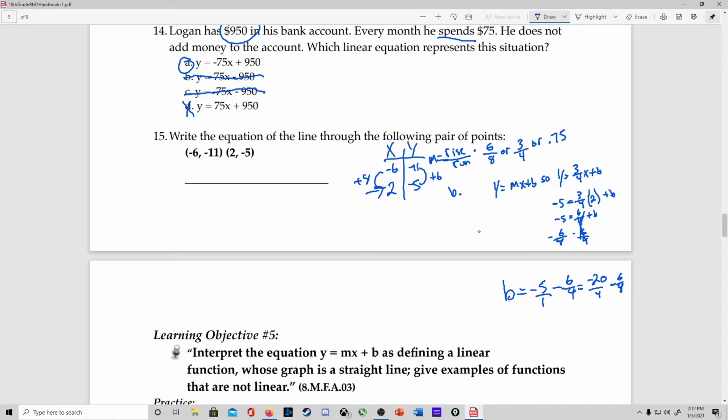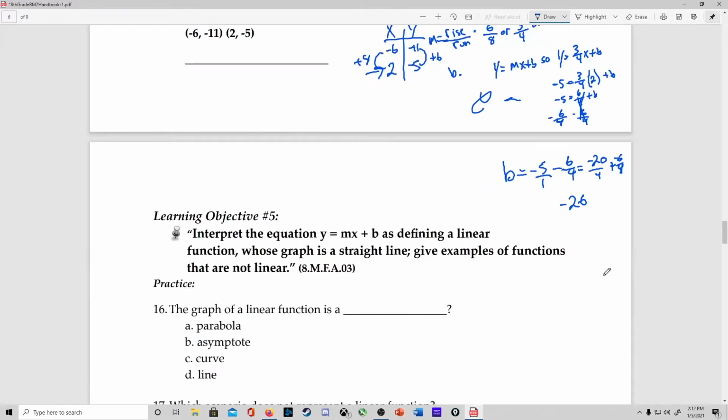And then we can see here that if I just make this plus a negative, then we get negative 26 over 4. And so if we reduce that down, that's going to be what? Negative 13 halves. Okay, so then if we go to rewrite our equation, we get y equals 3 over 4x plus negative 13 over 2, or 3/4 x minus 13 halves. So that's how you do that one.